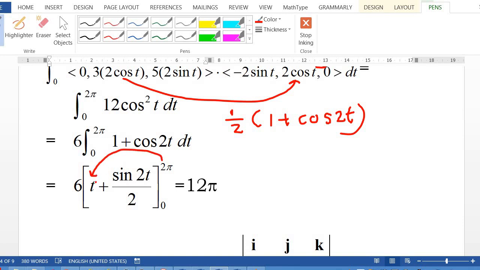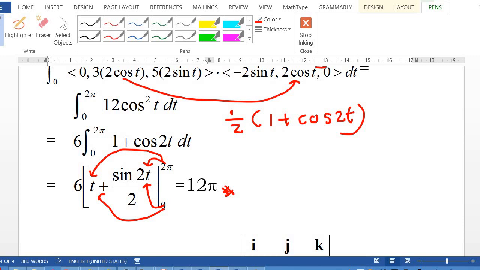So 6 times: plug in t equals 2 pi, you get 2 pi. Plug in sin 4 pi, you get 0. Plug in t equals 0, you get 0, and sin 0 is also 0. That's why the answer is only 12 pi.